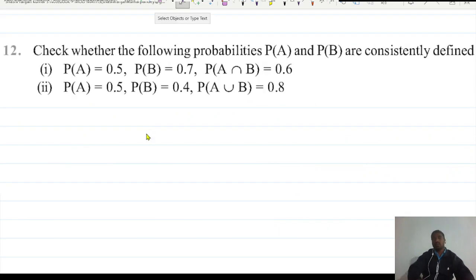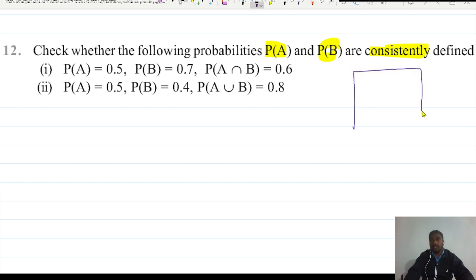Okay, so now this question number 12 here. In this question, we have to check whether the following probabilities given in the question, P(A) and P(B), are consistently defined or not. When we say it is consistently defined, it must follow the probability conditions, otherwise not. Before that, let me draw the Venn diagram so we can understand this easily.